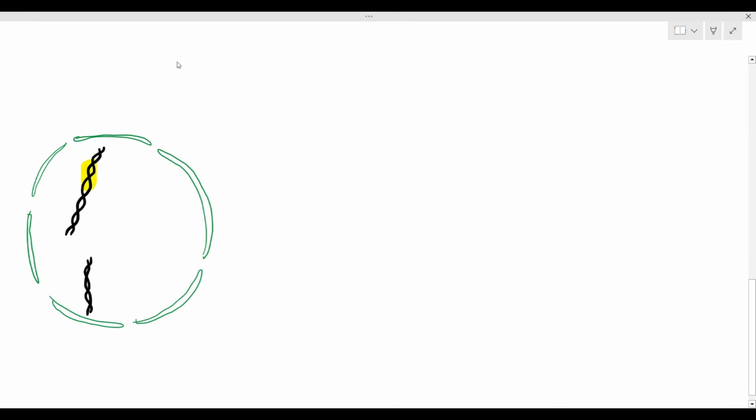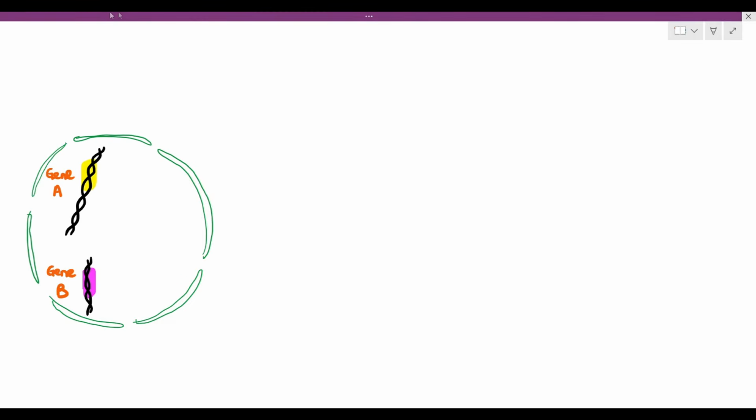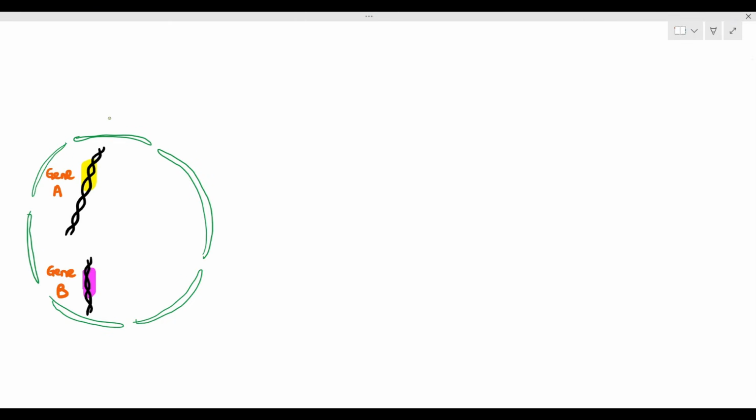As you can see in this nucleus here, I'm drawing out 2 chromatins, and each of the chromatins has a different gene. The chromatin on the top has gene A, which I've highlighted in yellow, and the chromatin at the bottom has gene B, which I've highlighted in pink. I think that's pink. Yeah, that's pink. Sometimes I have difficulty with colors, but you get my point.